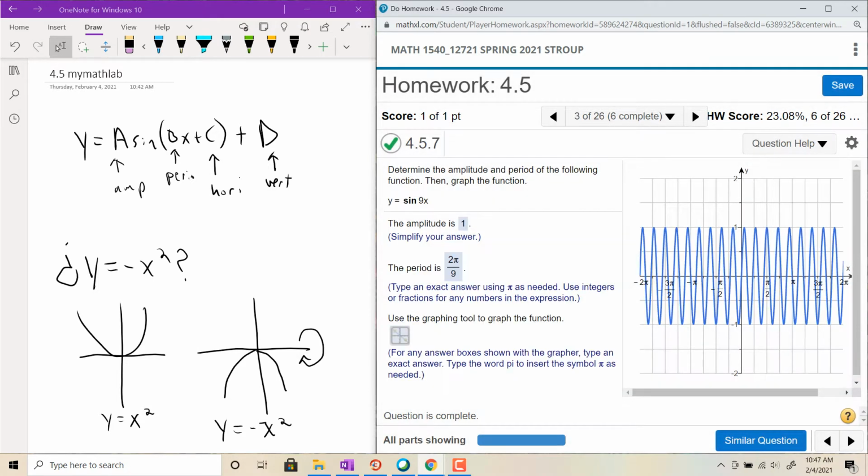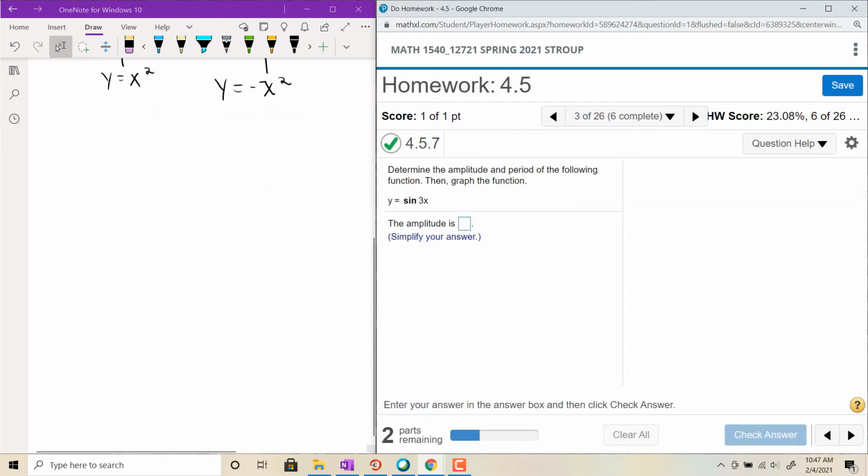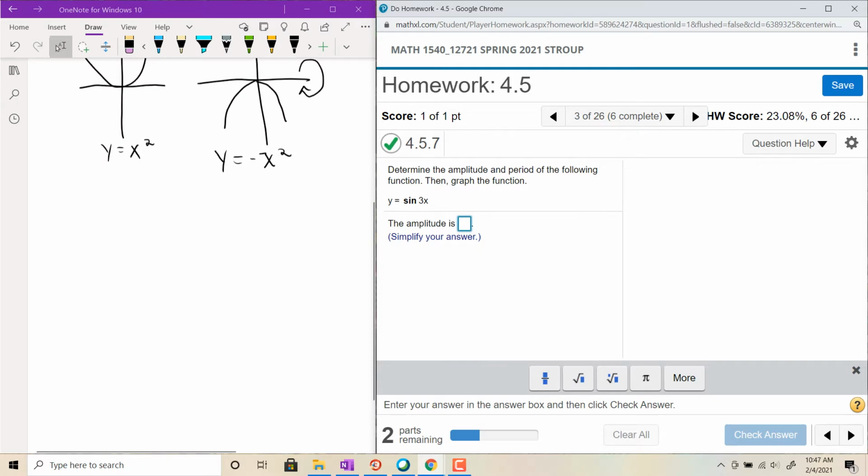On my test, you're going to have to draw these out by hand, so I wouldn't recommend feeling overly confident when they tell you good job and all that. For the test, you're going to have to do some practice and worry about the tick marks and all that jazz. Anyways, here the amplitude, the a value, is just 1.